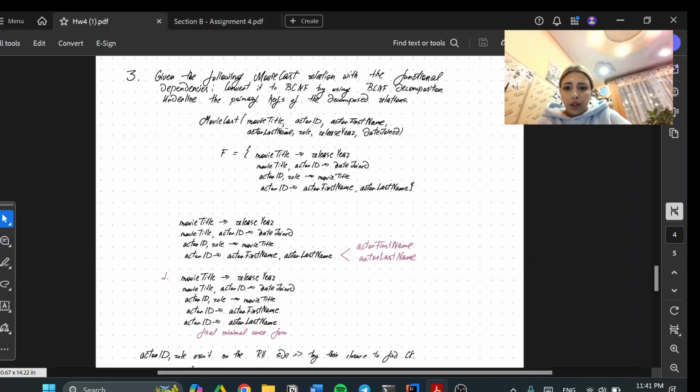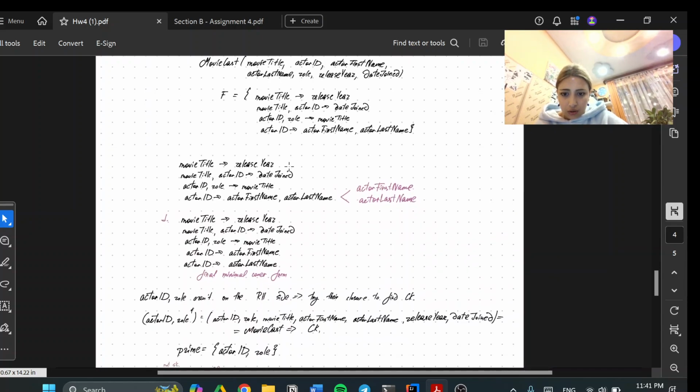Exercise 3. Given the following movie cast relation with the functional dependencies, convert to BCNF by using BCNF decomposition, and underline the primary keys of the decomposed relations. Movie cast: movie title, actor ID, actor first name, last name, role, release year, date joined. This is our R, and the functional dependencies are the following. Movie title goes to release year. Movie title, actor ID goes to date joined. Actor ID and role go to movie title. Actor ID goes to actor first name, last name. The last one we split into actor first name and last name.